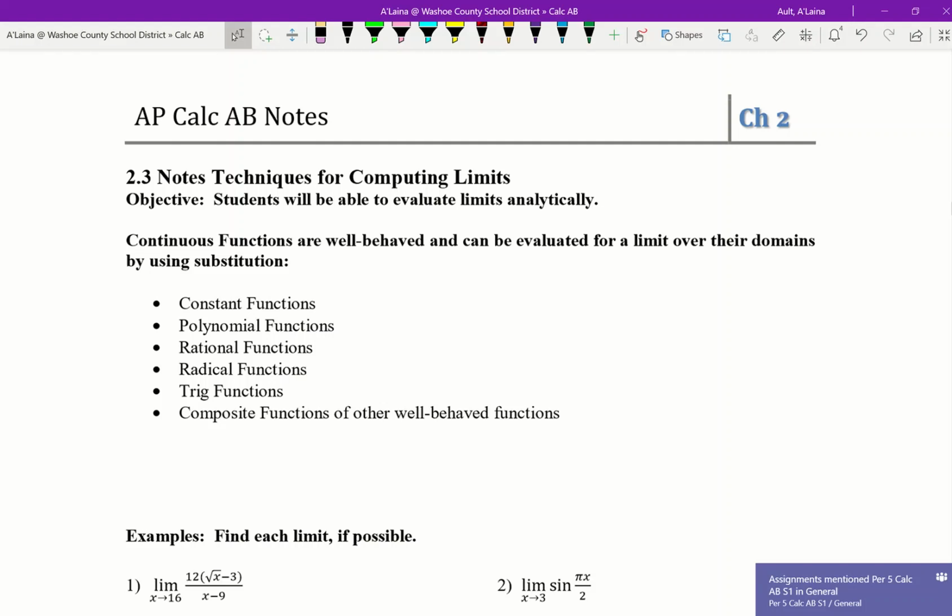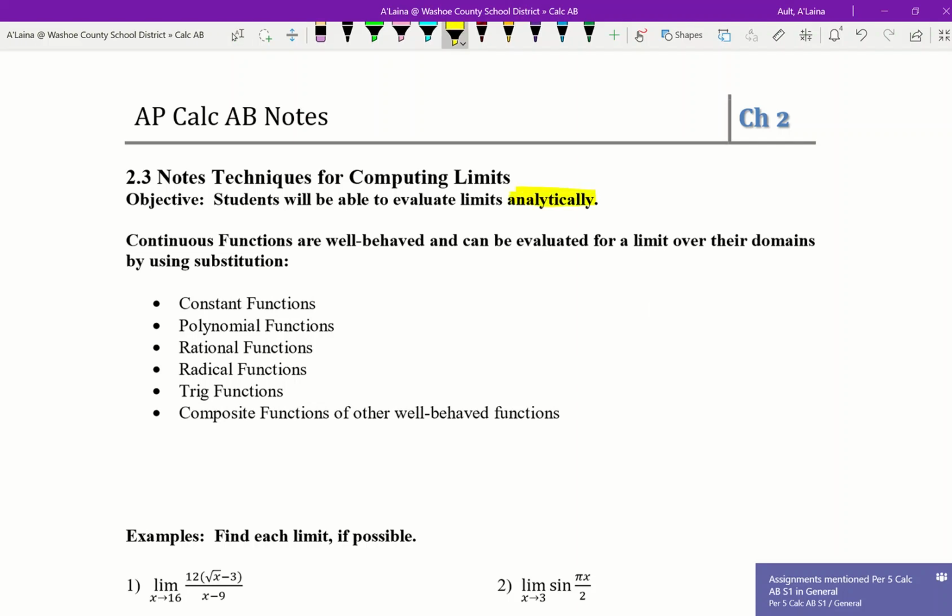Welcome back. We are going to be looking at the 2.3 notes, at least the first part of it. We will be dividing up 2.3 into multiple sections here. And what we're going to be looking at is how can you compute limits analytically?